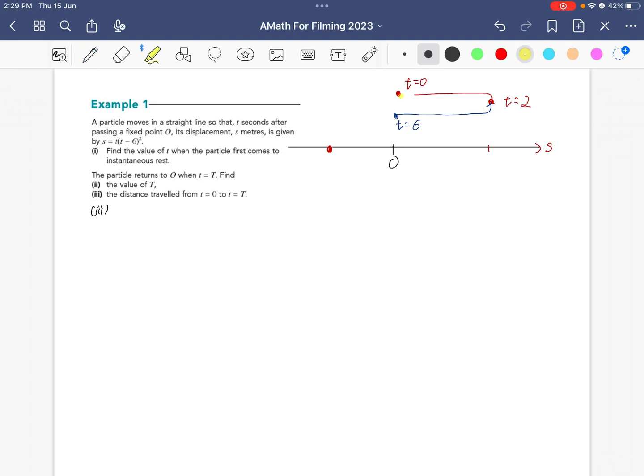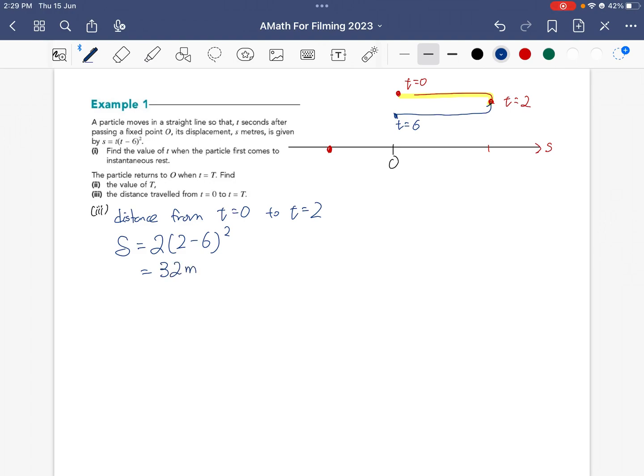So now I'm going to focus on this portion here, when t equals 0 to t equals 2. So for the displacement from t equals 0 to t equals 2, the displacement is 2 times (2 minus 6) squared. 16 times 2, this is 32 meters. So this first portion that is highlighted in yellow is 32 meters.